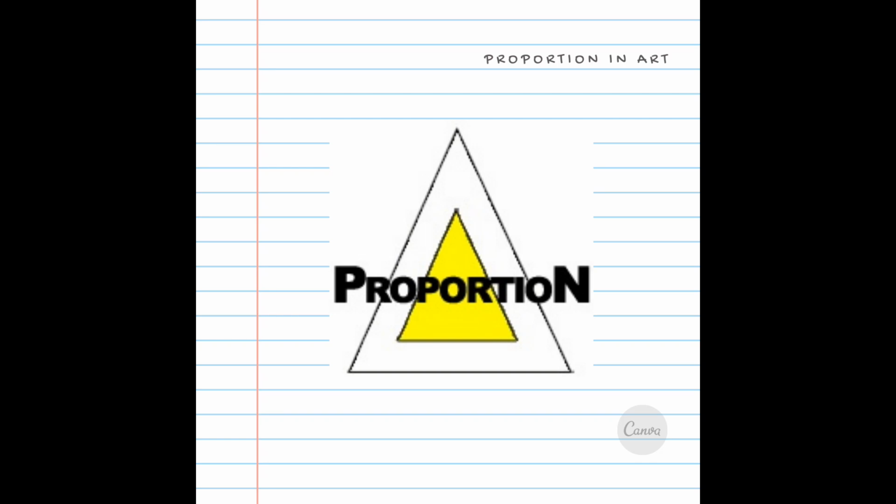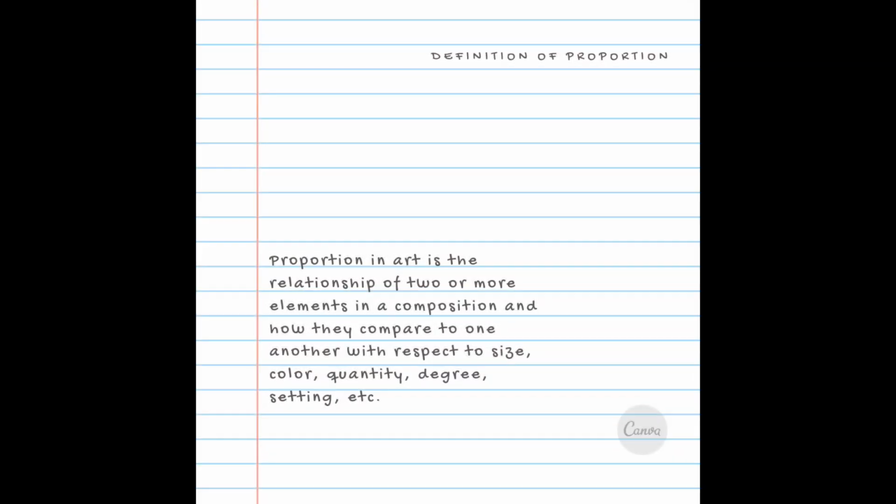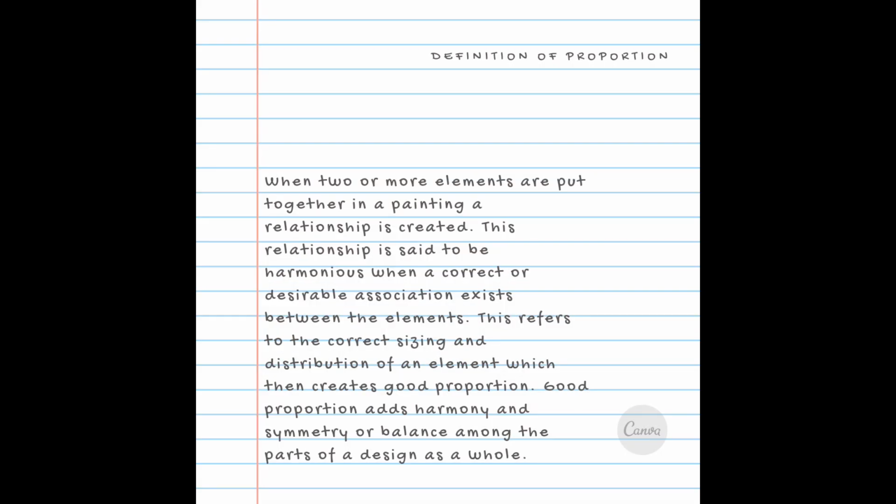Today, I will discuss the definition of proportion. Proportion in art is the relationship of two or more elements in a composition and how they compare to one another with respect to size, color, quantity, degree, settings, etc.